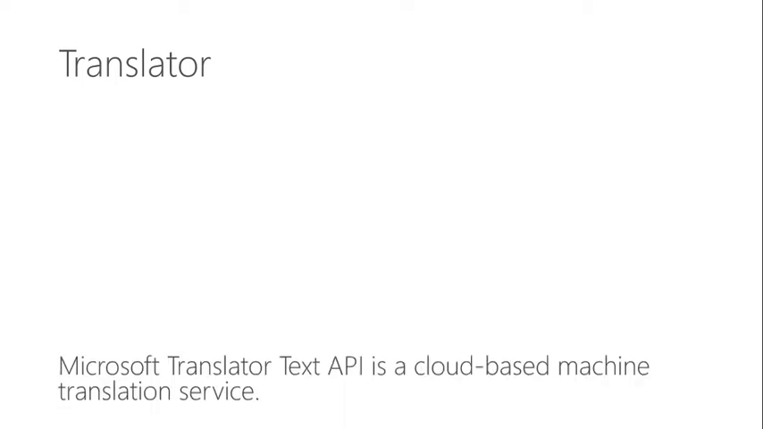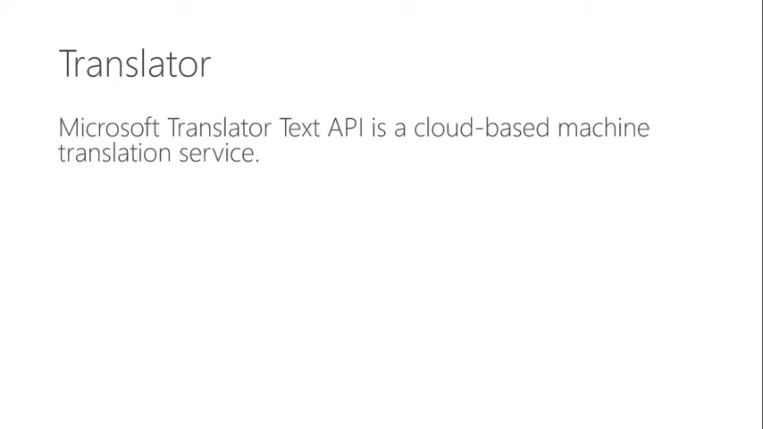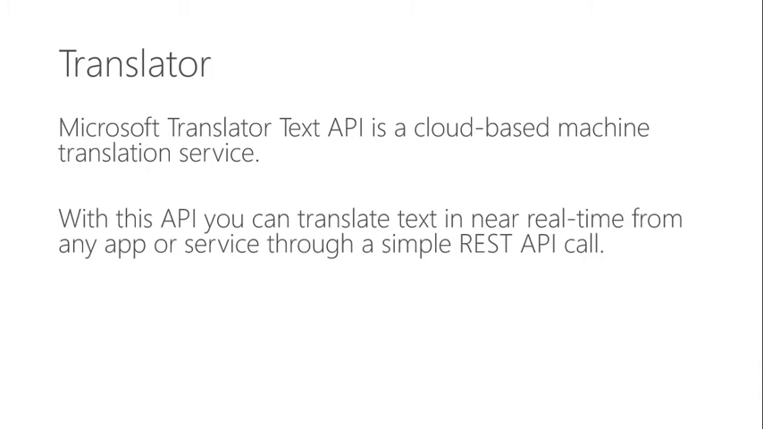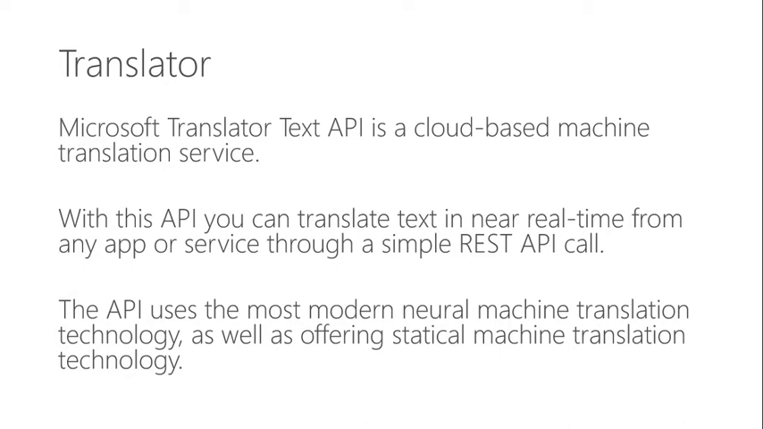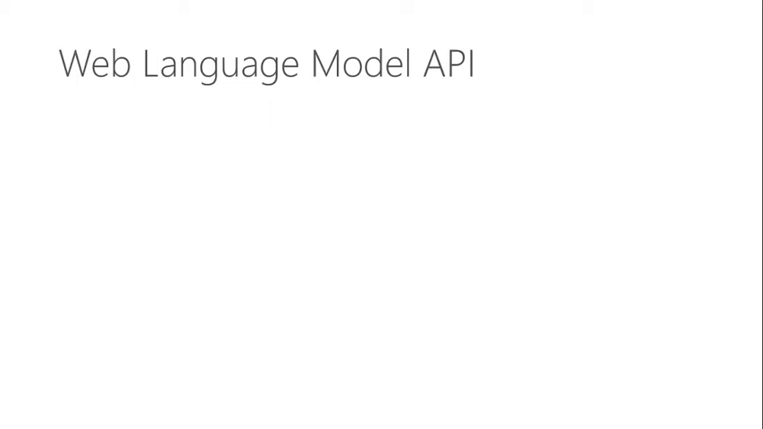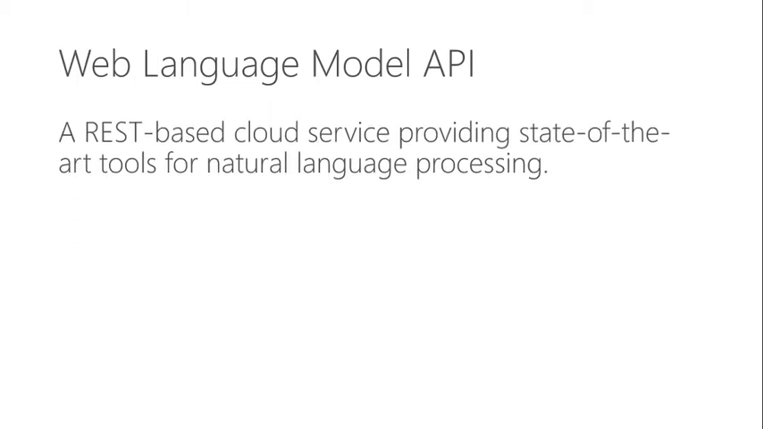For the translator, Microsoft Translator Text API is a cloud-based machine translation service. With this API, you can translate text in near real time for any app or service through a simple REST API call. The API uses the most modern neural machine translation technology as well as offering statistical machine translation technology. Web Language Model API, a REST-based cloud service providing state-of-the-art tools for natural language processing.